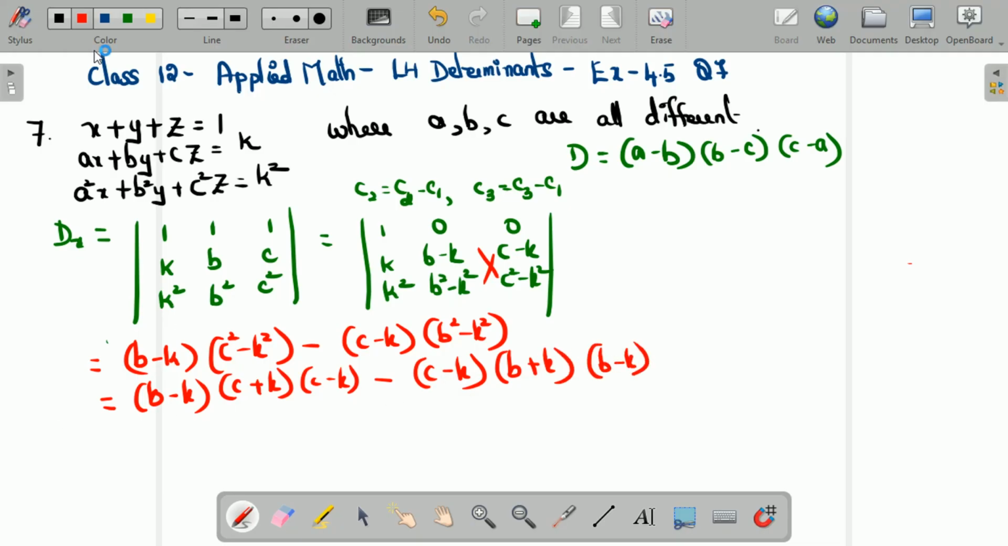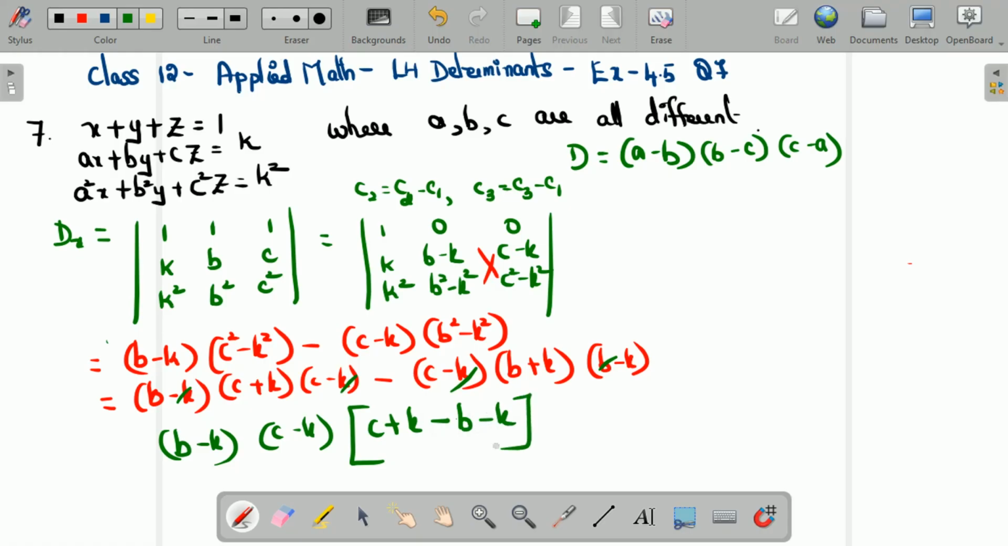The next step is to take the common terms outside. So we'll be able to take a b minus k outside and a c minus k outside. So what is left is c plus k minus b minus k. So this k will also vanish. So dx will be actually (b minus k) into (c minus k) into (c minus b). Next we will compute dy.